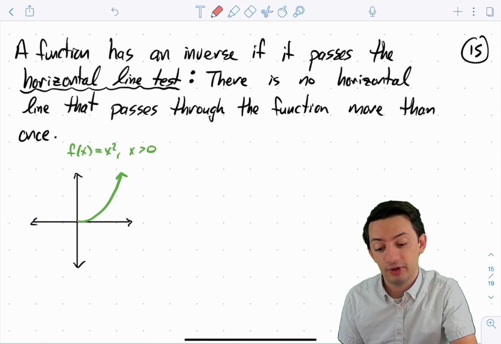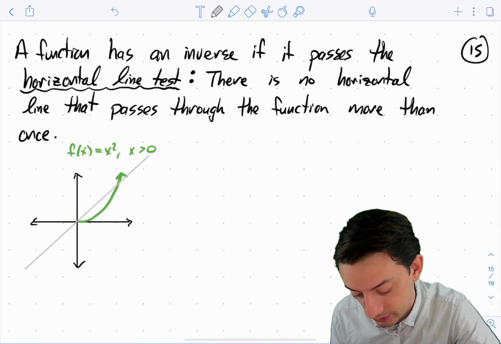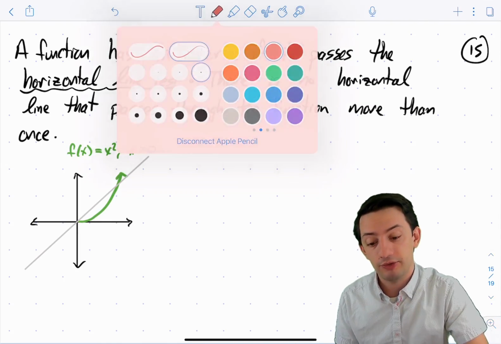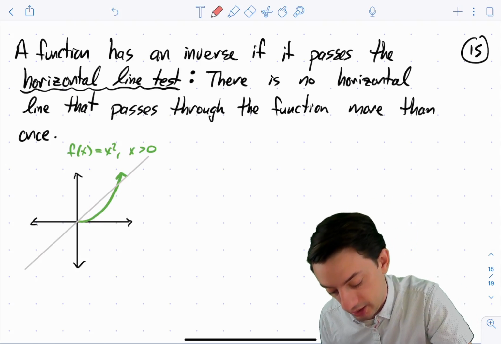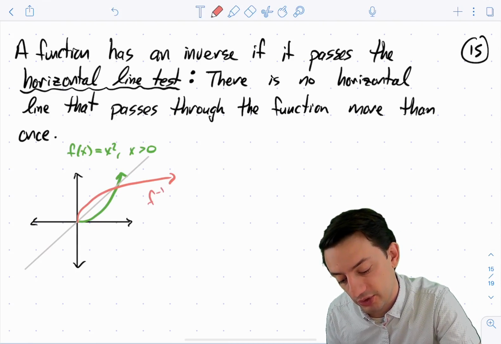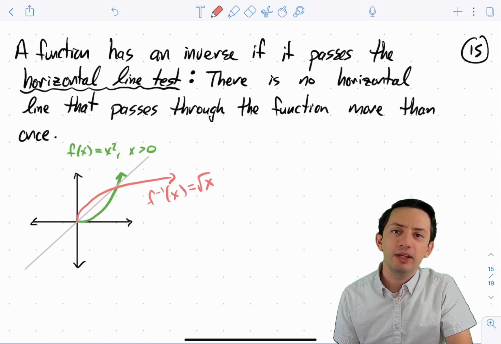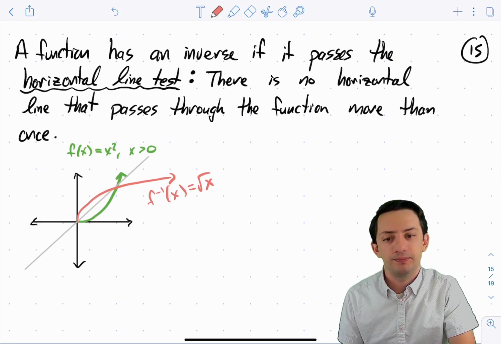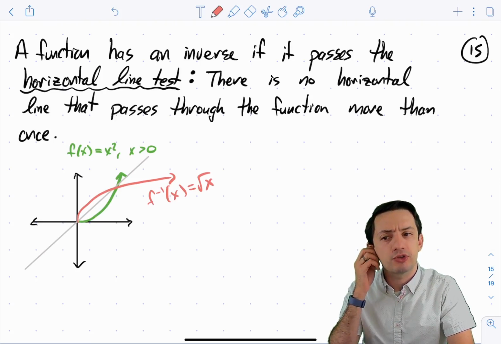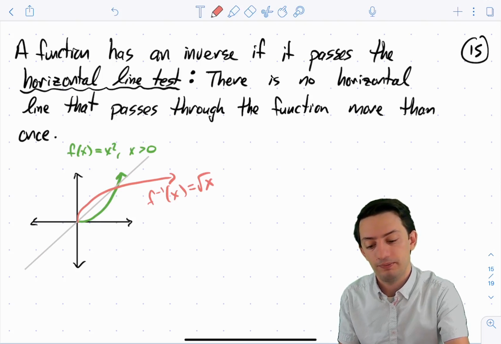Now, what is the inverse? Well, let's imagine that we have the line y equals x. Let's imagine flipping. It looks like this. This is the function f inverse of x equals the square root of x. Now, when you think about the inverse of a function, we've been talking about it in terms of symmetry, but you should also think about it as the function that reverses the original one.